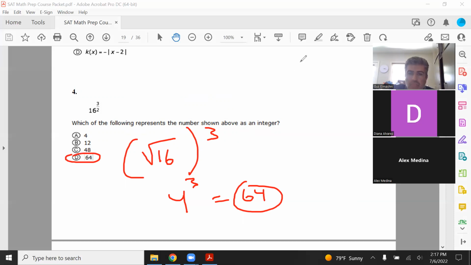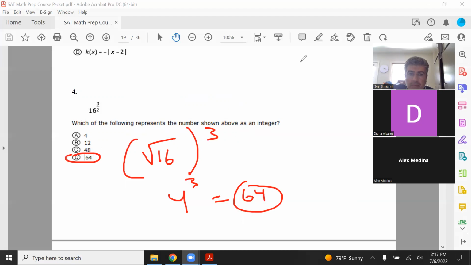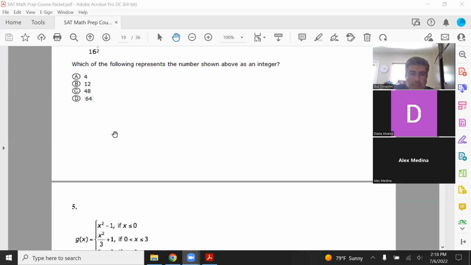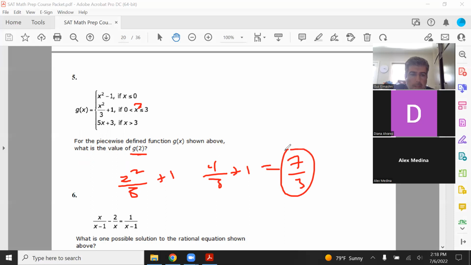To get D, that's just knowing how to convert from rational exponents to radical notation. Number 5. They want G of 2. Well, 2 fits right there, so you plug 2 into the second expression. 4/3 plus 1, you get 7/3. That's all. Easy, easy peasy.